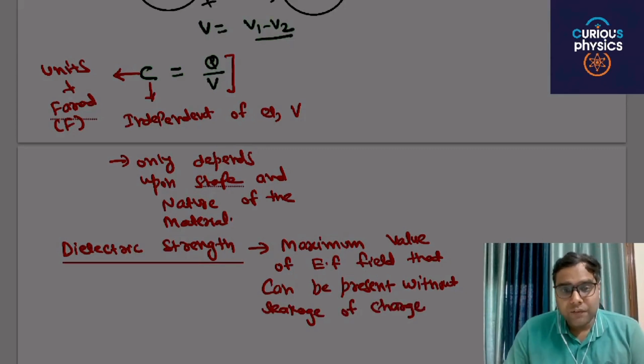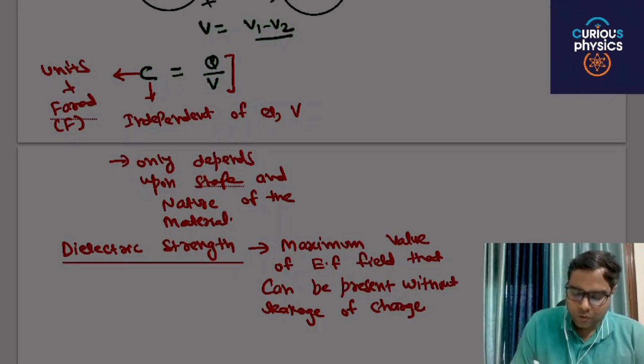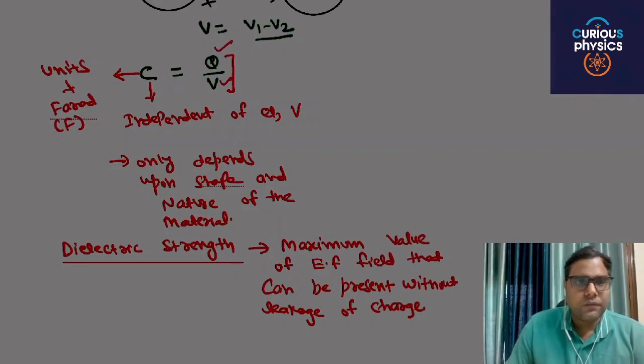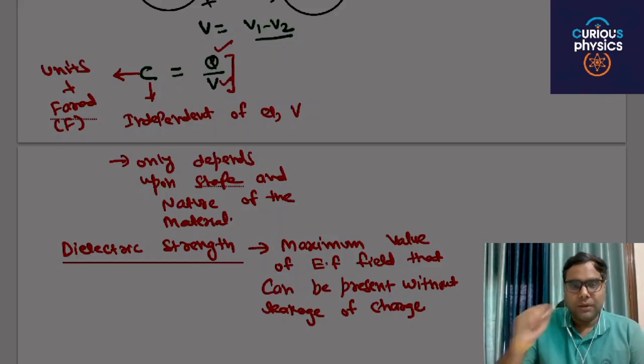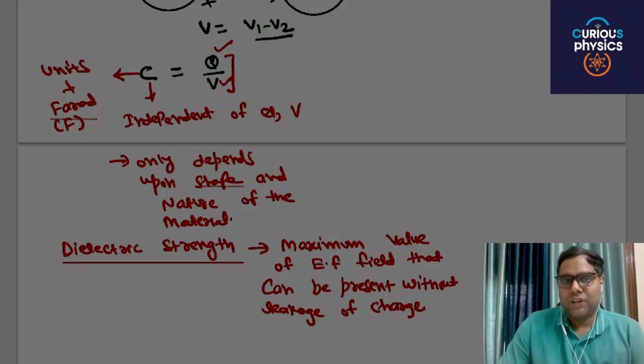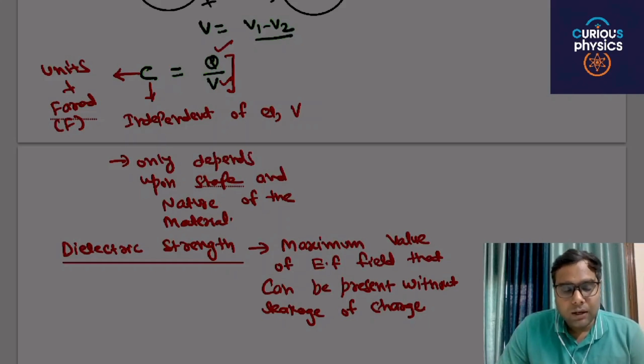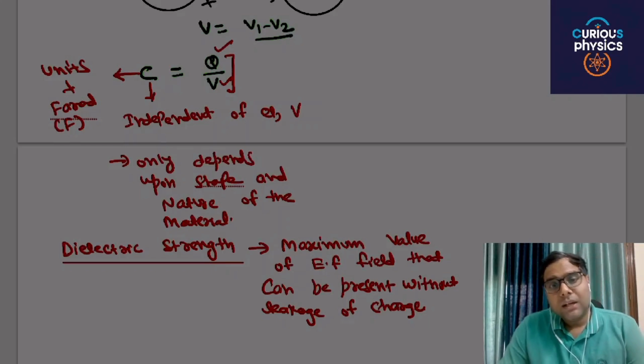Why electric field? If you want to increase the capacity of this system, from this ratio you can understand that you have to increase the value of charge. If you increase the value of charge, there will be a limit, because if you increase the value of charge, there will be an electric field.